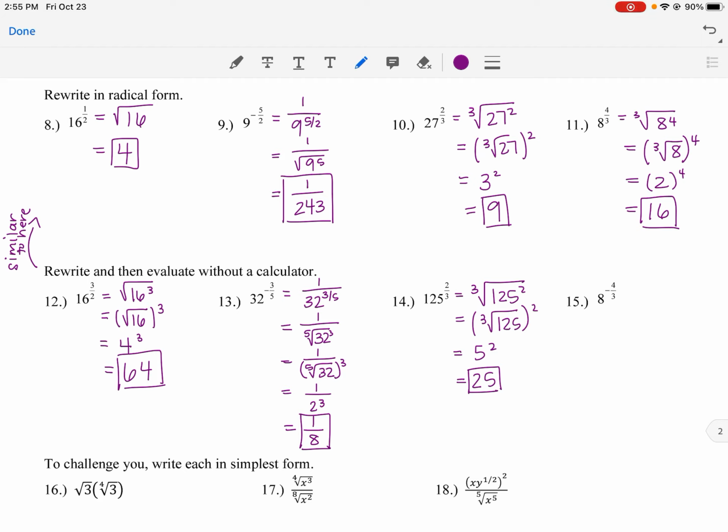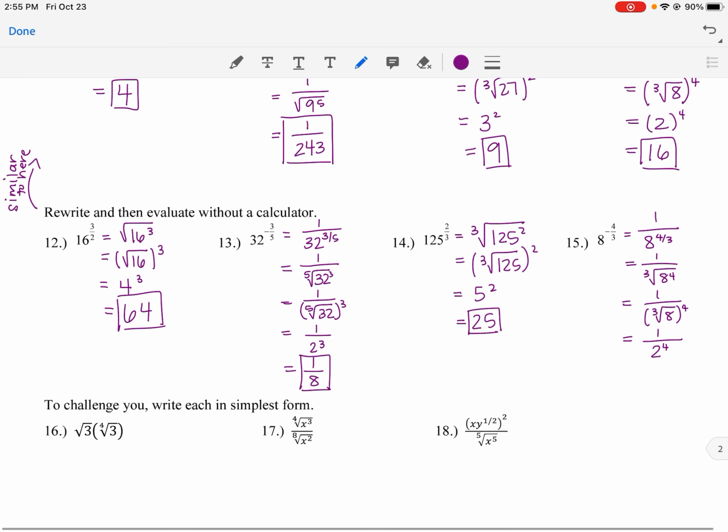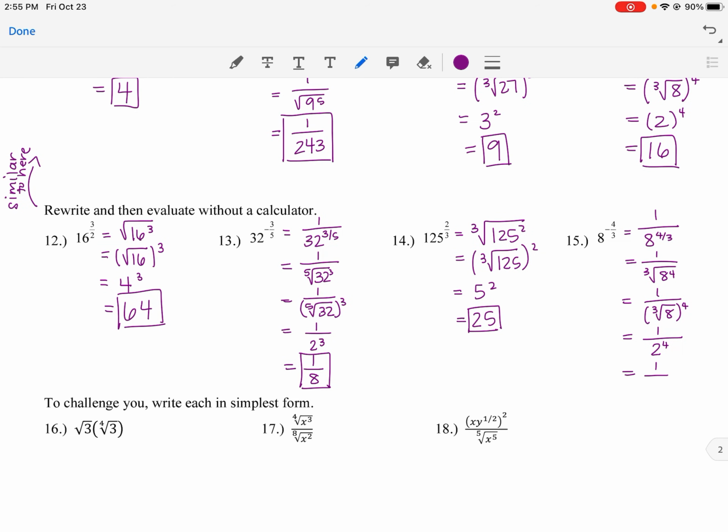Okay, one last one. So this time, once again, it's a negative exponent, so I'm going to do 1 divided by the positive exponent of 4/3. So we can do 1 over the cube root of 8 to the 4th. And then we get 1 over the cube root of 8, let's just do that, and then we'll raise it to the 4th power. So we get 1 divided by the cube root of 8, which is 2, raised to the 4th. So then we'd get 1 over 16.